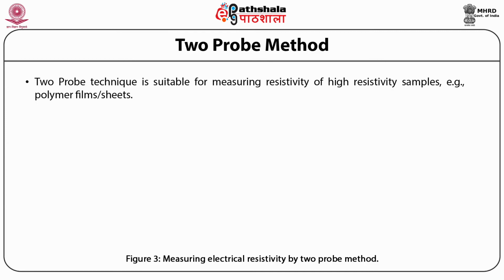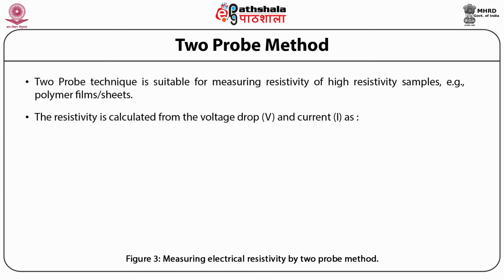sheets and films, etc. So as shown on the screen, the resistivity is calculated from the voltage drop V and current I as rho equals VA by IL.